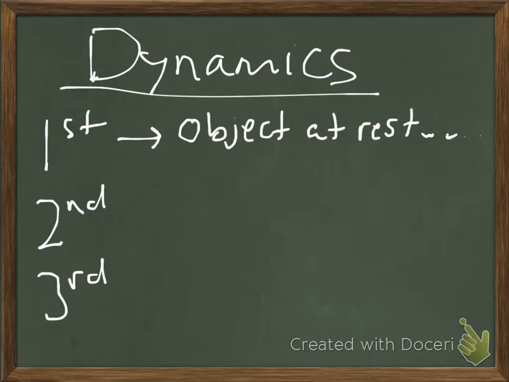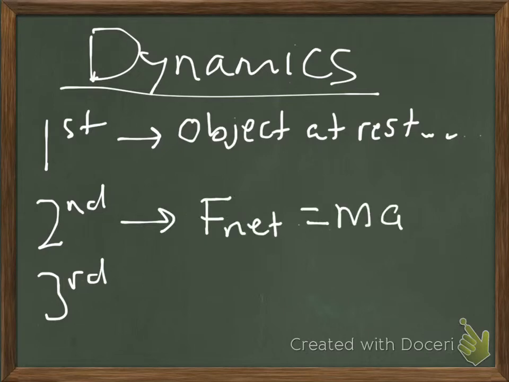The first one was something that you probably already know: an object at rest stays at rest, and an object in motion stays in motion unless there is a net force acting on it. So what happens if there's a net force? Well, this is what it is right here. If there's a net force, it equals the mass times the acceleration. So for the first law, F net equals 0.